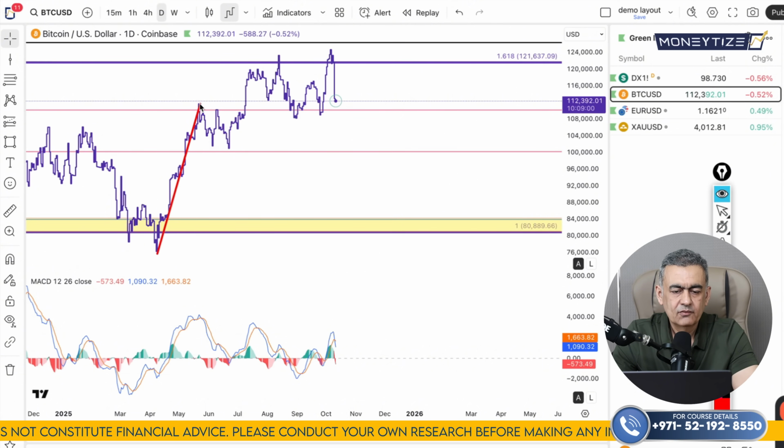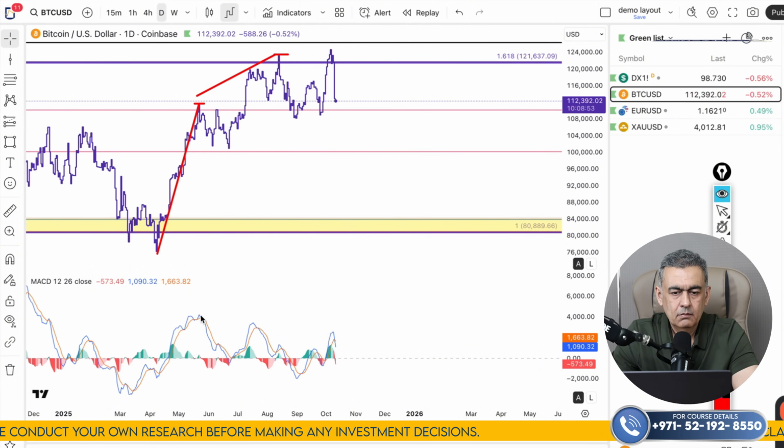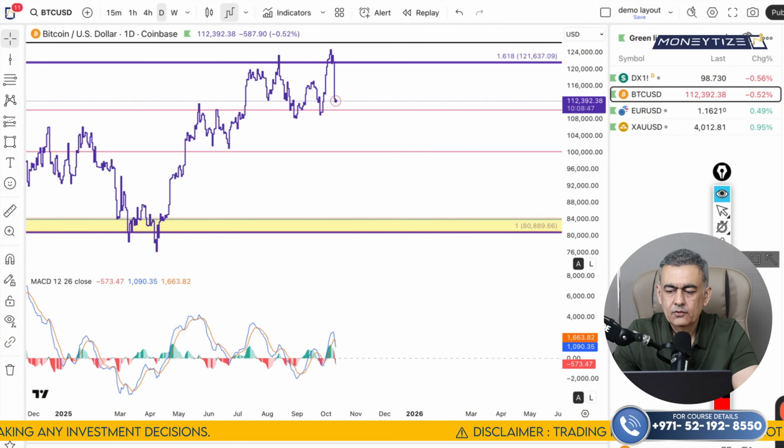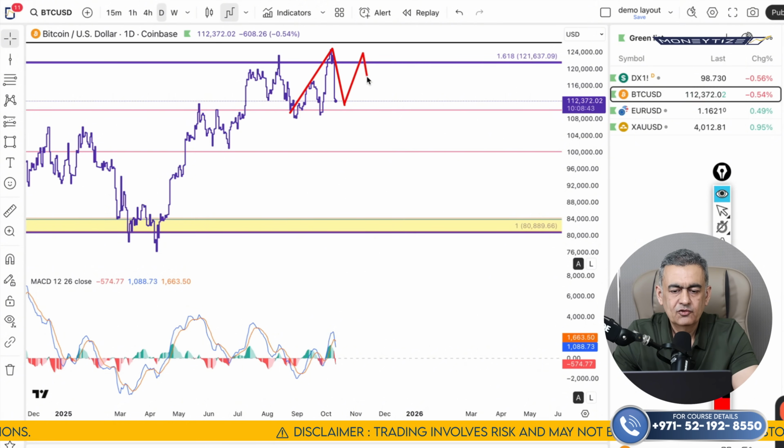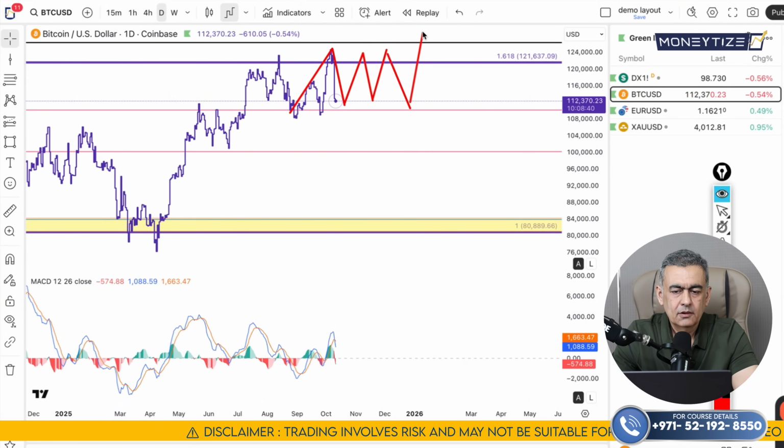So here we see that this is the first move, this is the second high, so there was divergence between these two highs, and the next move was not sustainable. So alternatively, I can see here range bound behavior, consolidation, and then continuation higher.